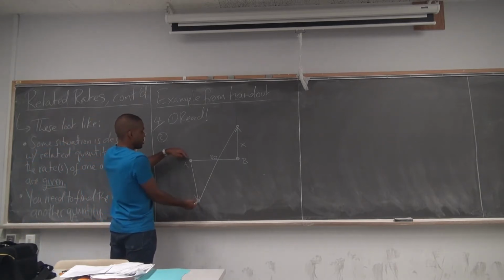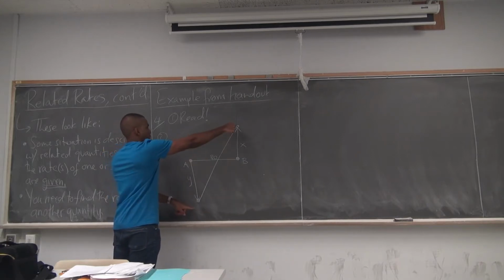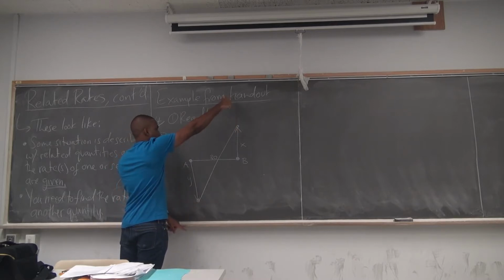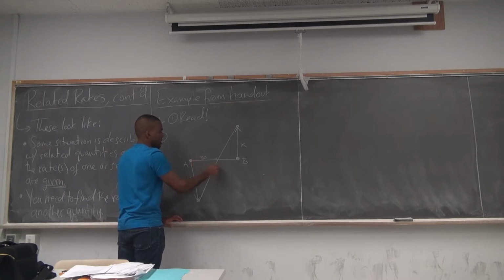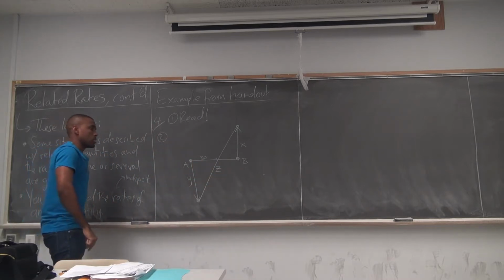What about this length here? It is also changing, so I'm going to label that with another letter, y. What about this line here? It's also changing, because as each of these ships move apart, that line gets longer. So this line is also changing. Let's call that, so know that this whole thing is 80. So let's call this line Z. Okay. So that's our diagram.